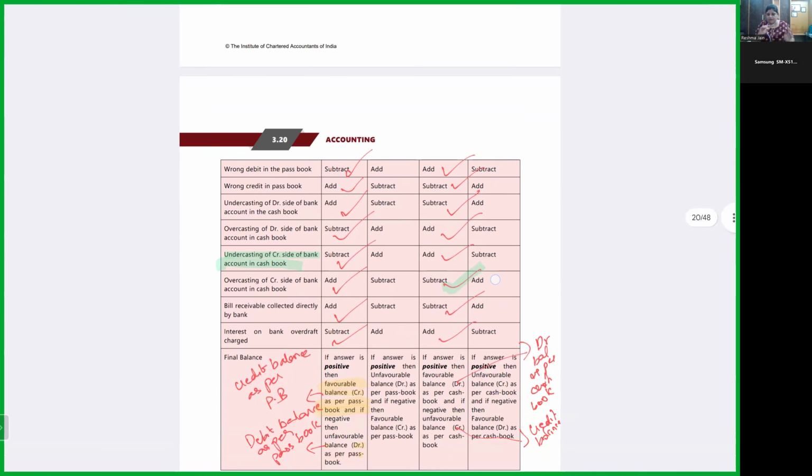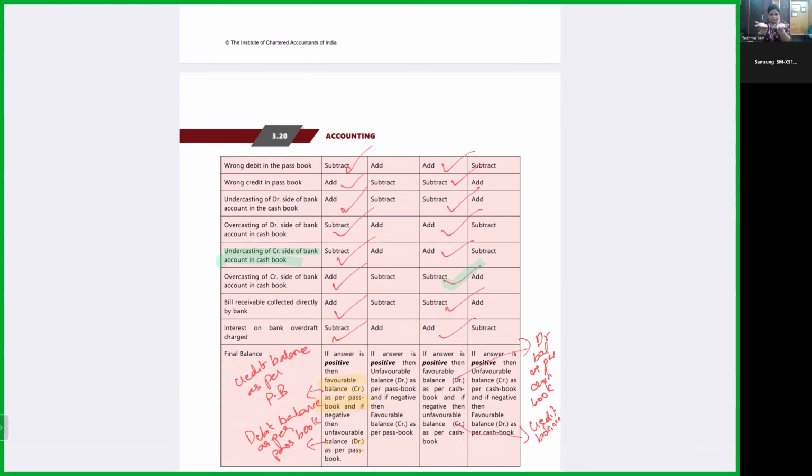Wrong debit in the passbook means wrong payment in the passbook. So my cash book is here. I have to match my cash book to my passbook, subtract. Wrong credit in the passbook. So I have to adjust my cash book to match my passbook. So I add it back.